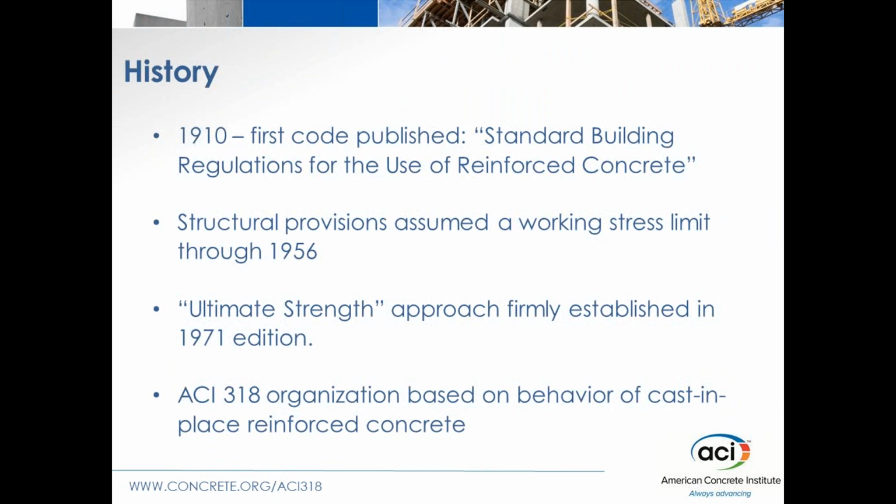The first code was published in 1910, by the National Association of Cement Users. It was called the Standard Building Code Regulations for the Use of Reinforced Concrete. Up until 1956, most of the provisions in the code made use of what we have referred to as working stress design methods and empirical-based methods. Then the 1963 code was the first to include both working stress design and ultimate strength design. Working stress design was dropped in the 1971 code, and ultimate strength became the de rigueur for the design of concrete, and has remained that way since.